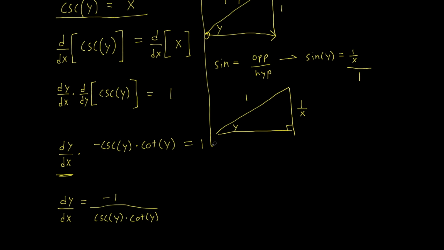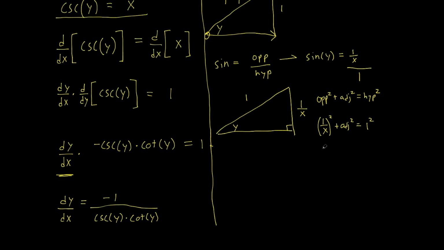Now all we need to do is find this final side, the adjacent side. And to do that, we can say opposite squared plus adjacent squared equals hypotenuse squared. The opposite side, like we said, is going to be equal to 1 over x. So we have 1 over x squared plus adjacent squared that we're solving for equals hypotenuse, which is going to be equal to 1.